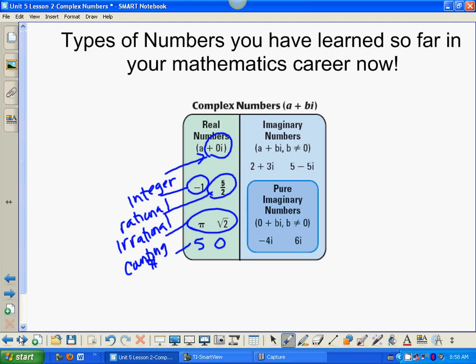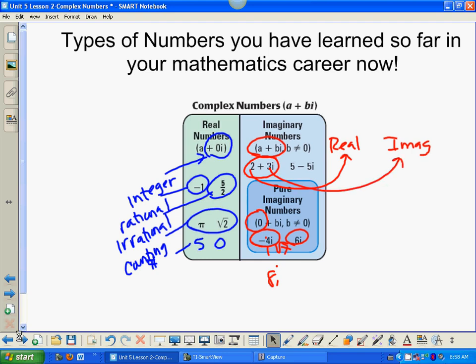Pure imaginary numbers have no real number portion. So -4i, 6i, √7i, 8i. Those are what is considered a pure imaginary number. And then imaginary numbers have a real number portion and they have an imaginary portion. So 2 plus 3i. The 2 is the real, the 3i is the imaginary. In 5 minus 5i, 5 is the real, -5i is the imaginary.